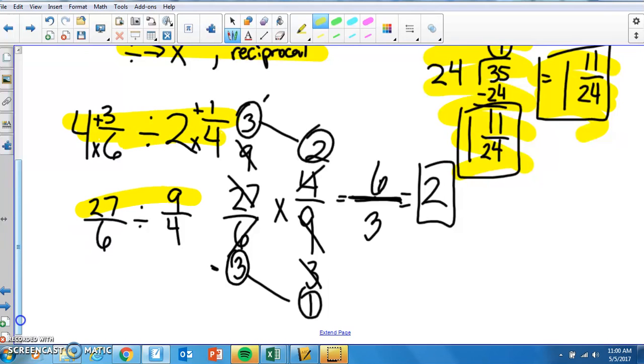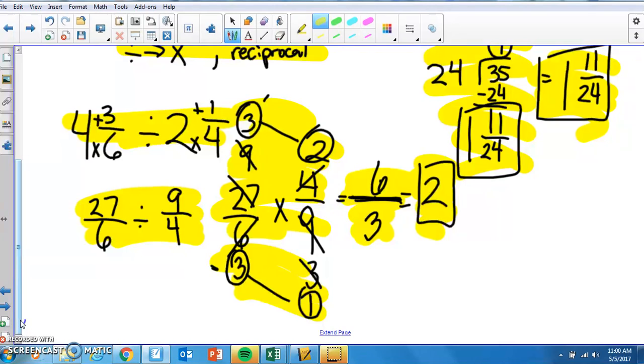So here's our example where we converted it to an improper fraction. We did the keep, change, flip. And then we started simplifying. And then once we simplified to a certain point, we multiplied, got 6/3, and 6/3 simplifies to just plain 2. All right, so that is multiplying and dividing with positive and negative numbers.